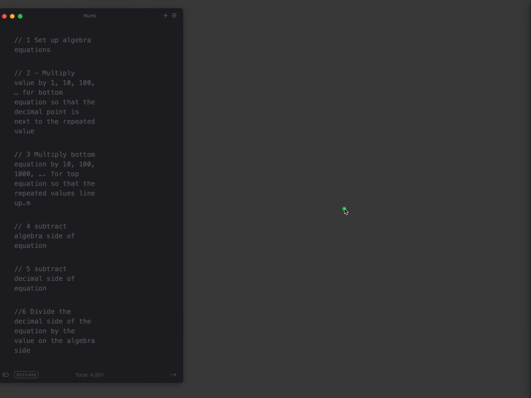Our next example is going to be 4.075, and the 75 is going to repeat. So if I want to do this value, the first thing is I have to set up my algebra equations. So I'm going to say top equation, bottom equation, equals.